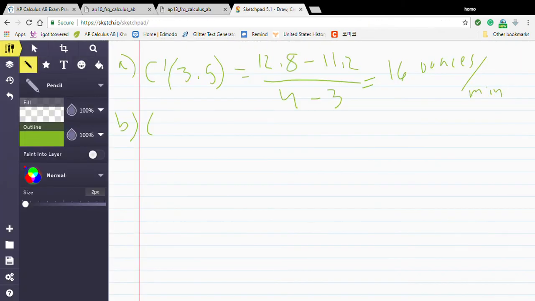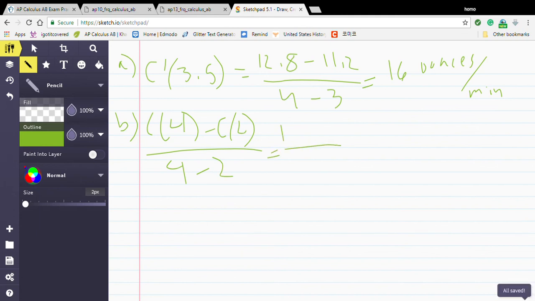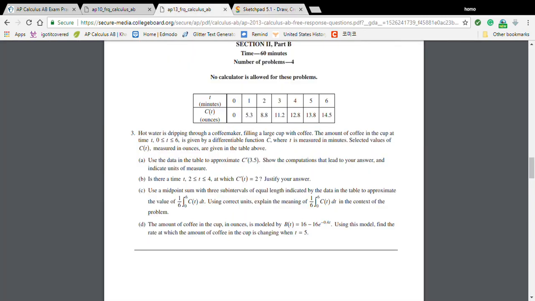So we take C of 4 minus C of 2 over 4 minus 2. Look at the table, we get the value. So that's 12.8 minus 8.8 over 2, which equals 2. So we see that there is a time between 2 and 4 where C prime of t is 2.